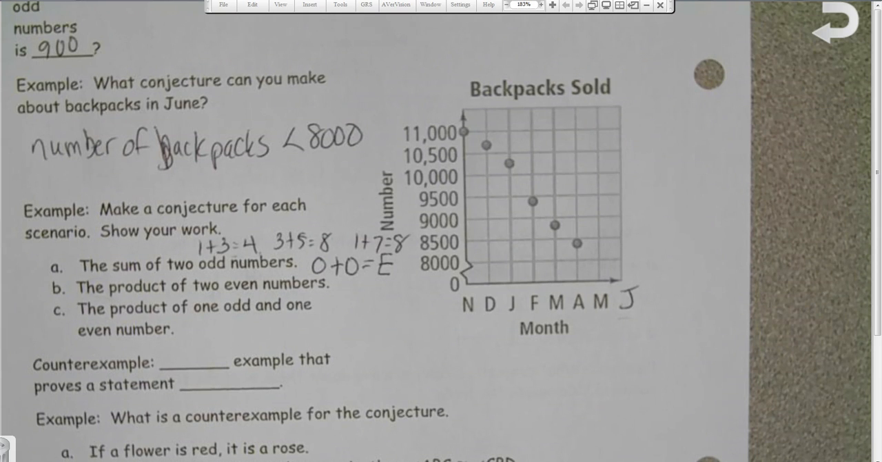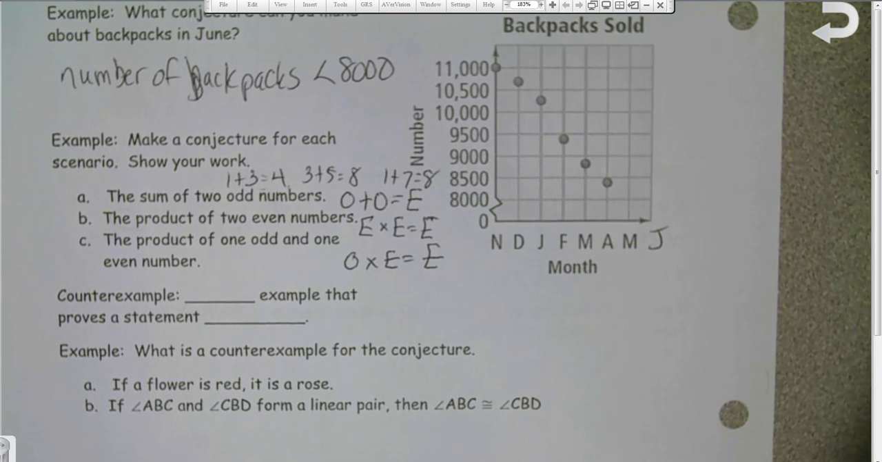I want you to take a look at B and C and see if you can tell me a conjecture based on the product, which means the multiply, of 2 even numbers and 1 odd and 1 even number. Pause the video, try those out, and come up with a conjecture.